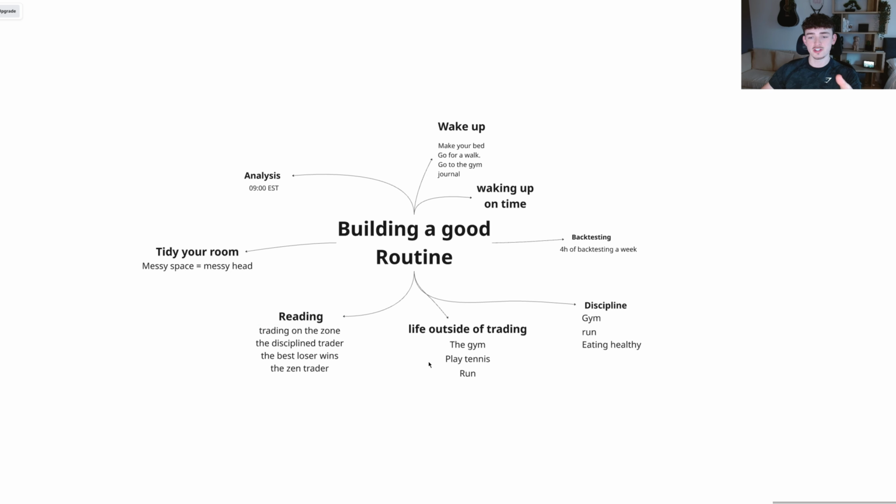Also, this doesn't only just help build discipline on the charts, but it also helps reset your brain, okay? You have a bad day, you go to the gym, you play tennis, you do your hobbies, that's resetting your brain for the next day. So then you can go into the next day with a clean slate and trade with a level head.